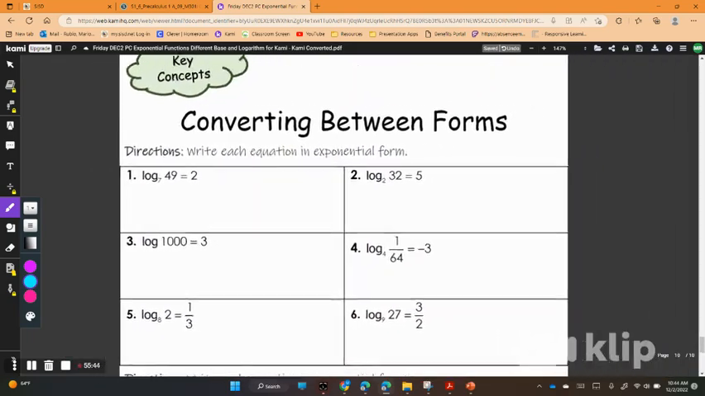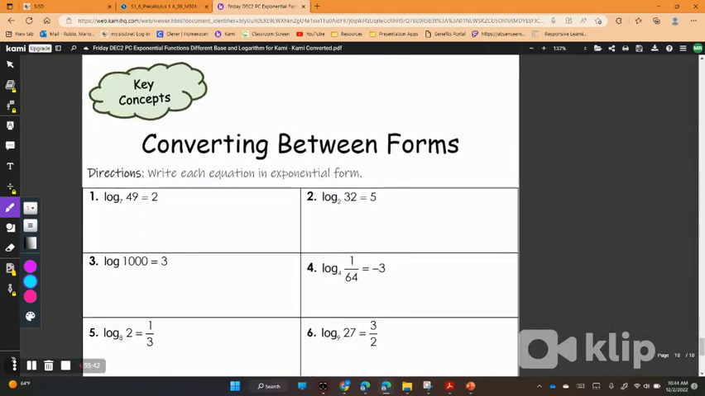To remind you guys, I'm going to show you how to convert between forms. The directions: write each equation in exponential form. So let's refresh our memories. Up here, let's say log base b of a equals x. And to go between forms, we write b to the x equals a.